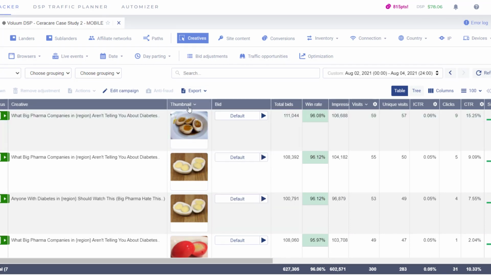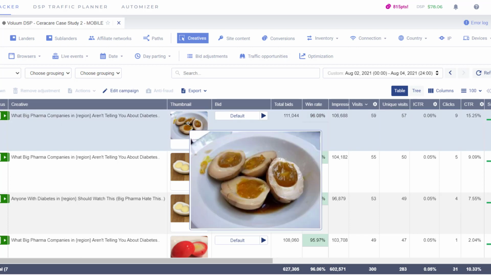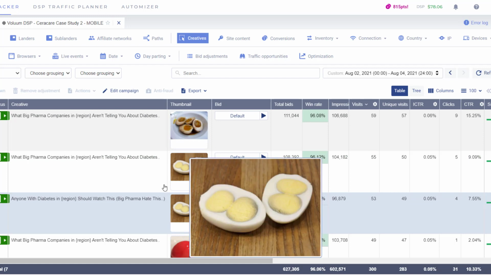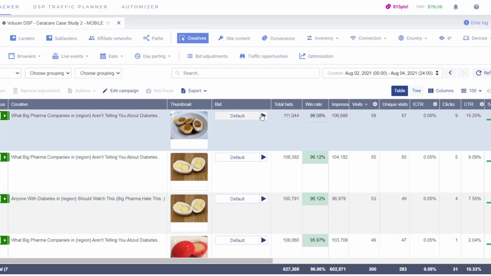I'm just gonna go through some of these columns. So here's the creative, like this is the text, and then here's the images that I used. The bid, the default bid is 51 cents for this mobile campaign. So total bids is what it sounds like, the total bids. And then your win rate is how many of those bids you win. So if you take your total bids and you multiply it by the win rate, you'll get your impressions. So 11,000 times 96% is 106,000 impressions.